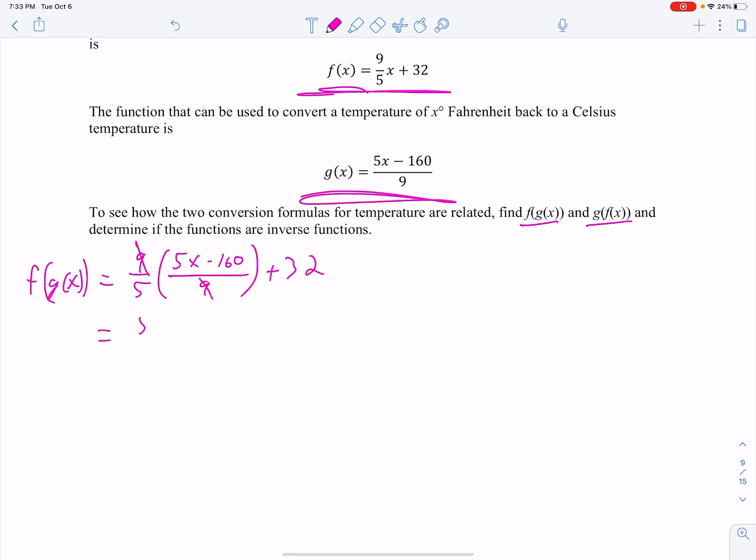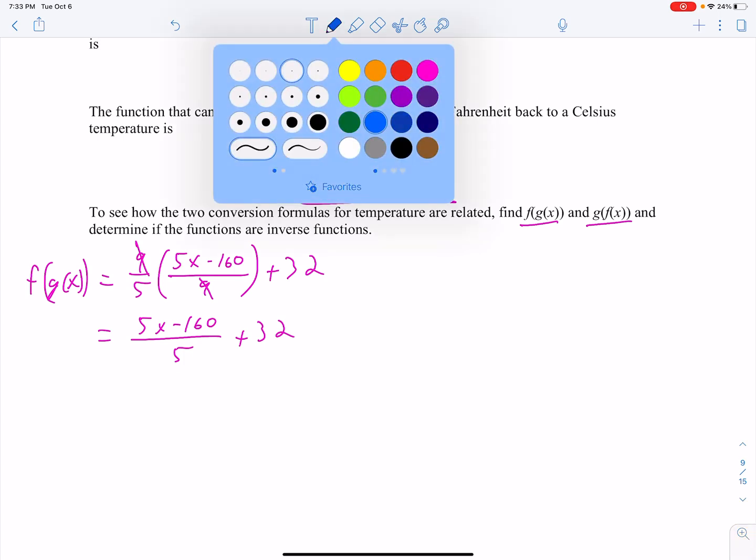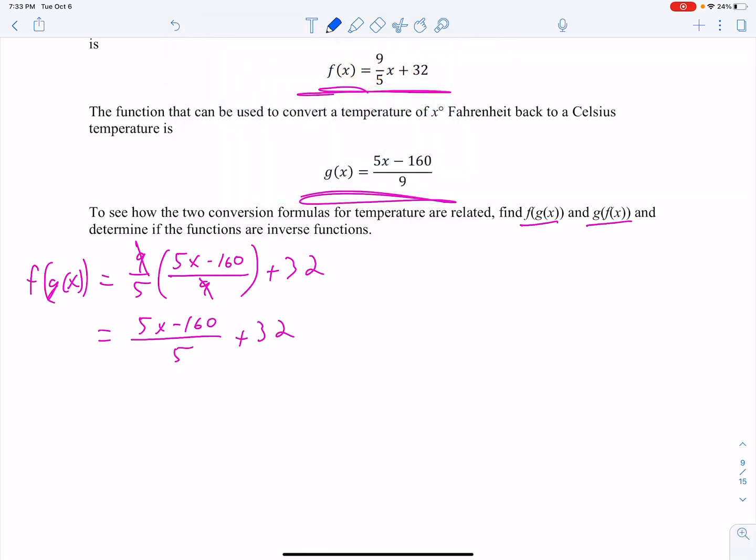And so we'll have (5x minus 160) over 5 plus 32. Now, notice when we have subtraction or addition in the numerator, we have to treat this as two separate fractions here. Be careful with that, okay? So in other words, we're going to do 5x divided by 5, which is plain old x, minus 160 divided by 5, which is 32, okay? So be careful with that. So plus the 32 here, but negative 32 plus 32, so this equals x.